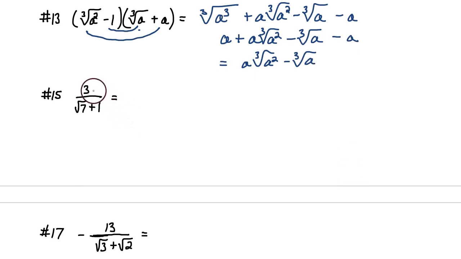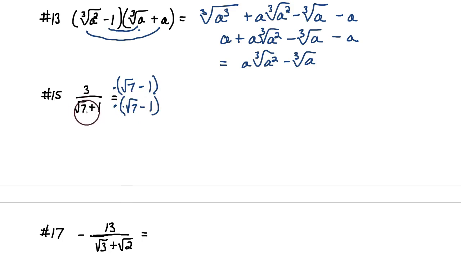Number 15, we have a fraction, and there's a radical in the bottom. So the technique is to rationalize that denominator. We're going to times top and bottom by the same thing. Now, in order to cancel away the radical in the bottom, we want to times by the conjugate of this denominator. A conjugate is a binomial, but with the opposite sign in the middle. So we're timesing top and bottom by the square root of 7 minus 1.